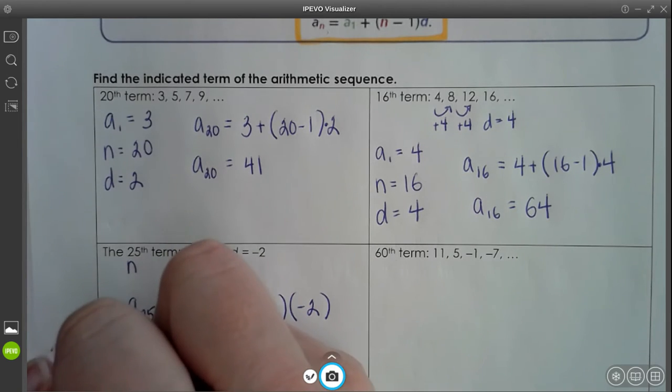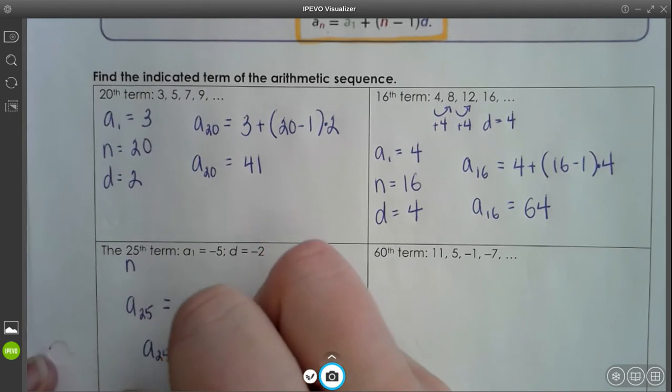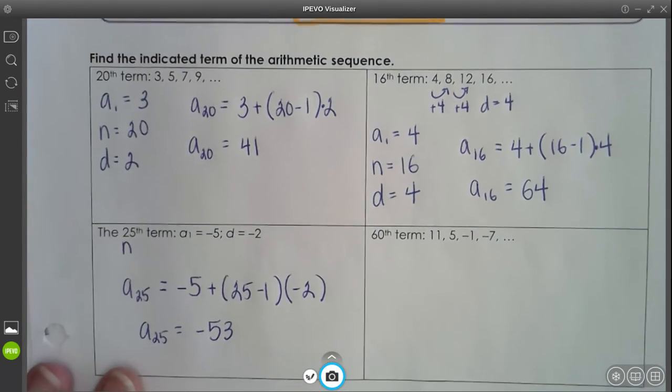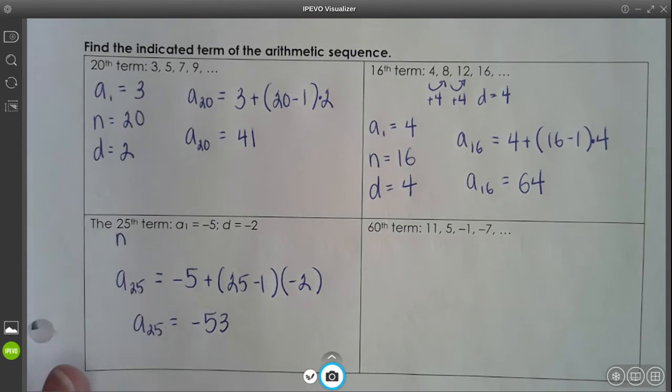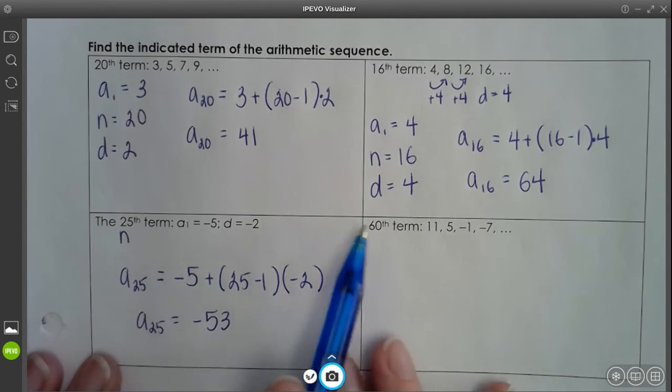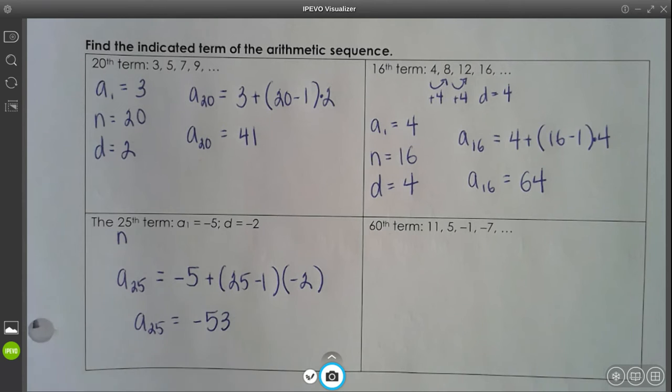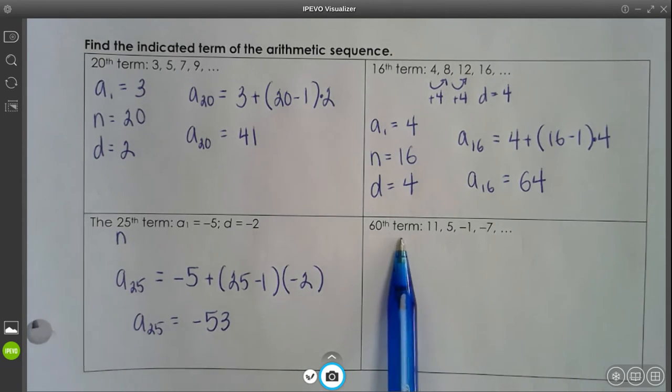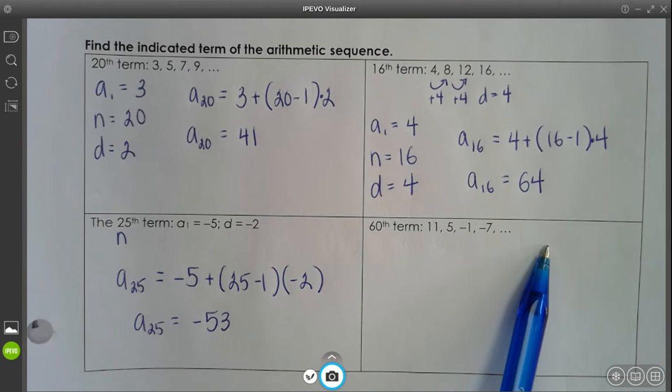You could start with negative 5 and keep subtracting 2, 25 times, but that's a lot more work than this. Speaking of which, trying to find the 60th term of this sequence would probably take you almost an hour. So let's not do that. Let's use the formula.